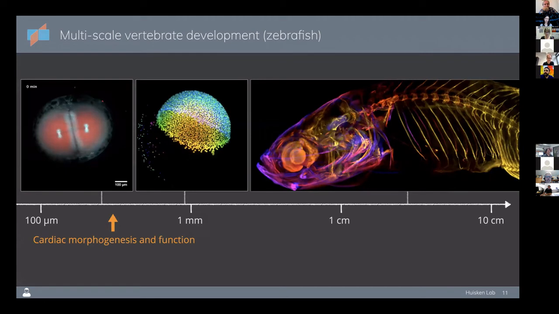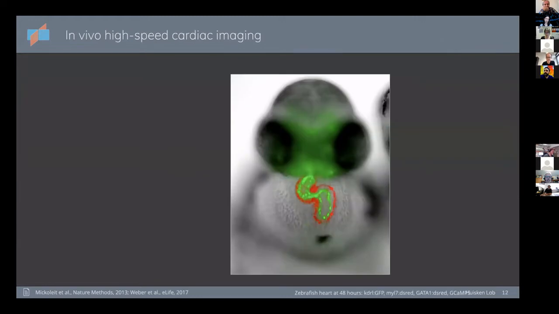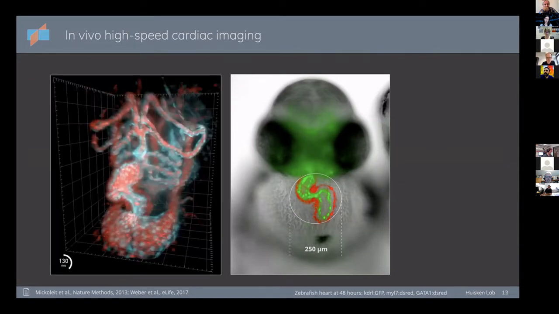So one example is going to be cardiac morphogenesis and function, something we've done quite a bit in the lab. So here the goal is essentially to image this organ, the zebrafish heart, in 3 dimensions, or actually in 4 or 5 if you want. So doing multicolor imaging in a 3-dimensional object that's also moving very rapidly. And over the years, we've perfected these tools.